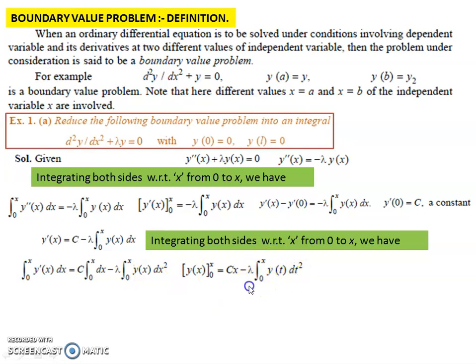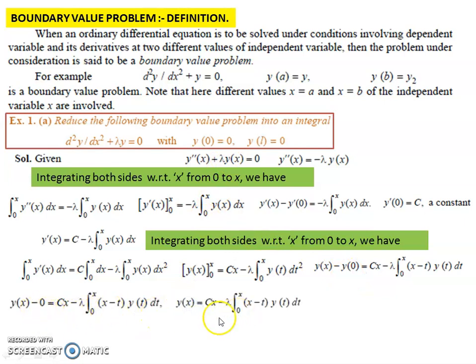So now what we got is y(x) minus y(0) is equal to cx minus lambda, and this multiple integral is converted into a single integral by the method which is written in the first slide. So (x minus t) raised to the power 1 over 1 factorial y(t) dt. Now y(0) is given, that is 0, so I put y(0) equal to 0, and the final result is y(x) is equal to cx minus lambda times the integral from 0 to x of (x minus t) y(t) dt.